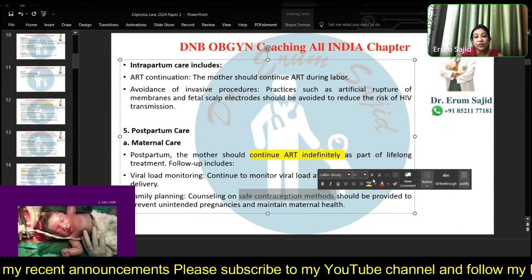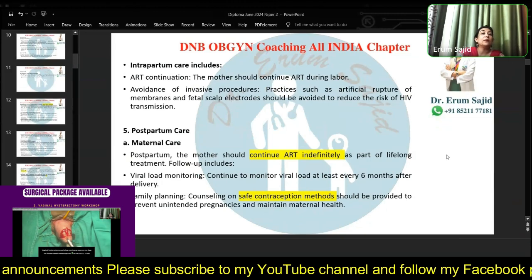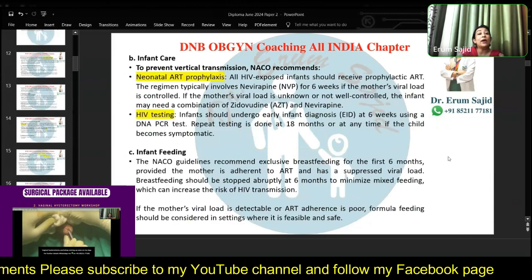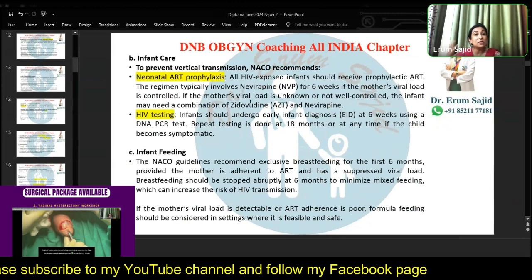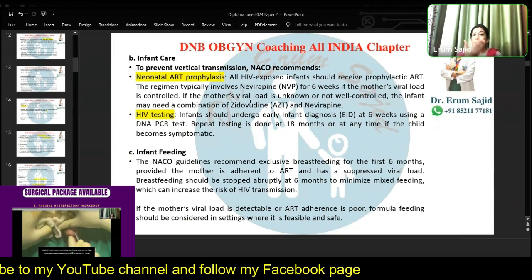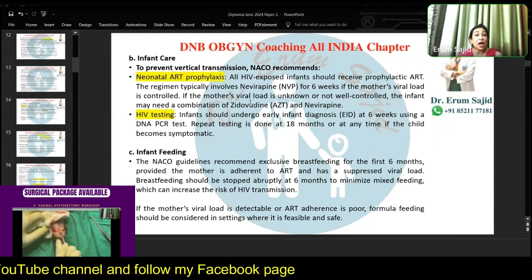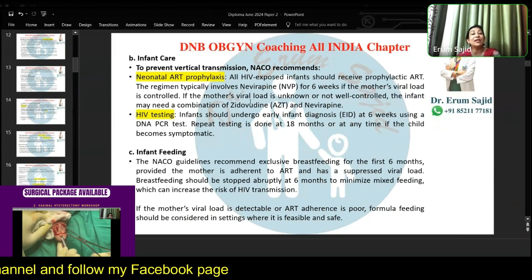If you've not written these points, guys, your answer is incomplete. So this is what I tell you. And then comes the infant care. Postpartum, you don't have to just do the mother's care, but also the infant care. How do you do that? The ART prophylaxis in neonate as well.